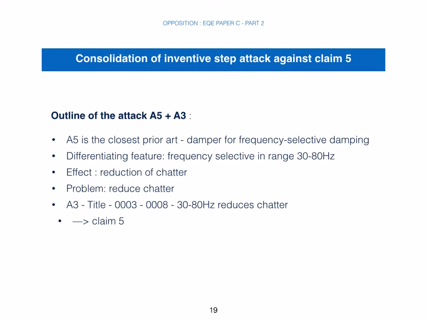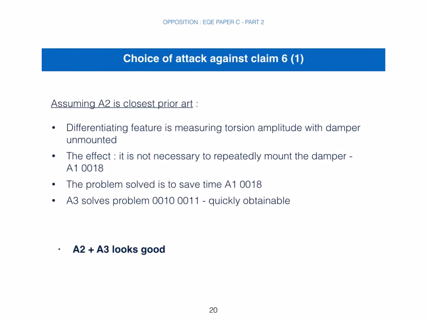Next, we complete our planning for claim 6. We are checking two potential attacks against claim 6, A2 plus A3 or A3 plus A4. First, we're assuming that A2 is the closest prior art. The differentiating feature is measuring torsion amplitude with damper unmounted. The effect, it is not necessary to repeatedly mount the damper.